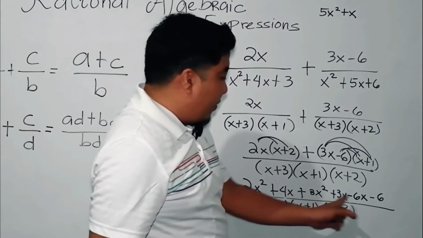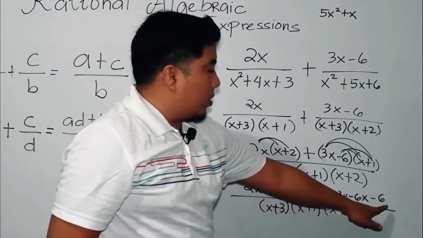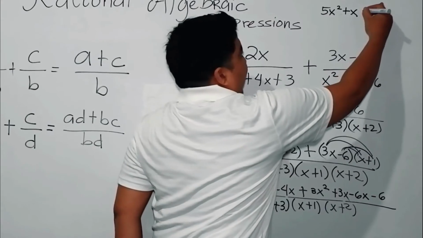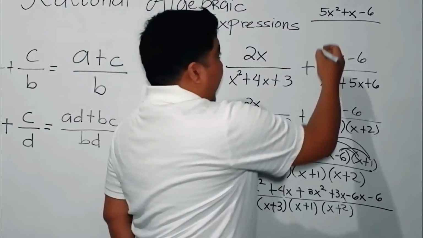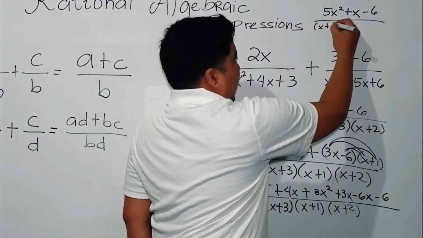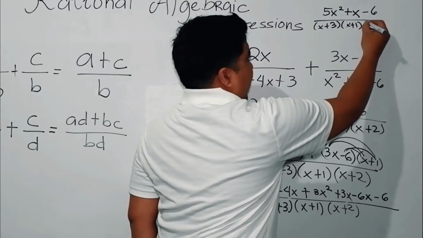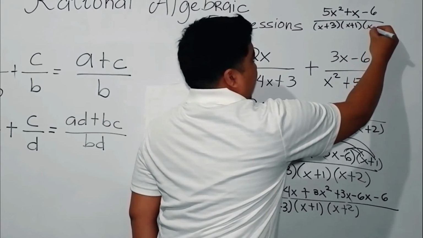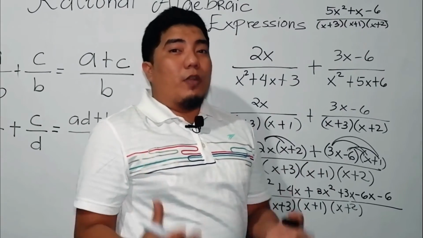Then, for our final, we have the constant term, which doesn't have any other terms that is the same as this one. So, we have minus 6 over x plus 3 times x plus 1 times x plus 2. Okay, so that can be your answer.